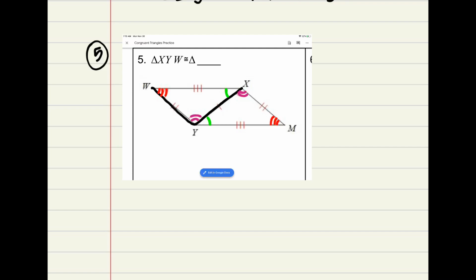So when I look at this, I went from angle 1 to angle 2 to angle 3, or I went green, pink to red. So I'm going to do that for the other triangle. I'm going to start at green, which is Y. I'm going to go to pink, which is X, and I'm going to end at red, which is M. So this is your congruent statement finished.